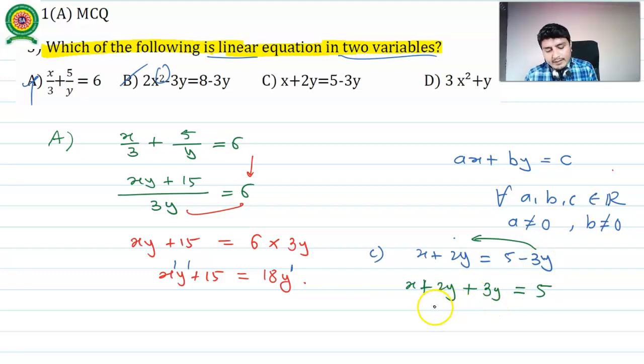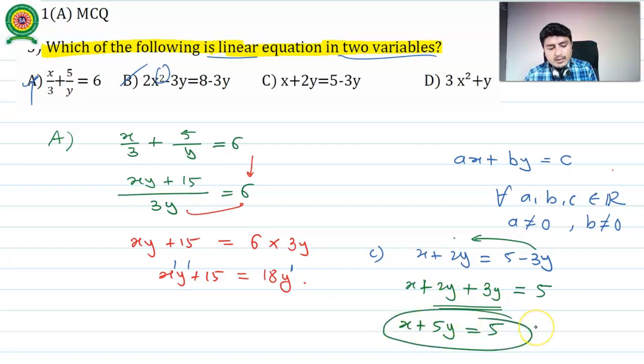Now 2y and 3y are like terms, they are easily added or subtracted. Here we have the addition. So x plus, we are having 2 plus 3 becomes 5, y as it is, equals 5. Now it is a linear equation in 2 variables. Why? Because there are 2 variables, x and y, and whose highest degrees are 1 and 1. So it is a linear equation in 2 variables. Now our choice C is the correct choice.